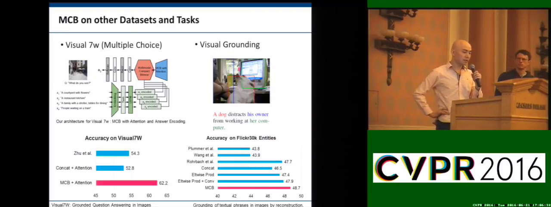After getting these results in VQA, we were interested in how MCB performs on other tasks. For the Visual 7W dataset, which is a multiple choice VQA dataset, we additionally embedded the multiple choice answers and combined them with a third MCB to choose the answer. We also evaluated on a grounding task, and in both cases, we observed that MCB outperforms the other multimodal methods.